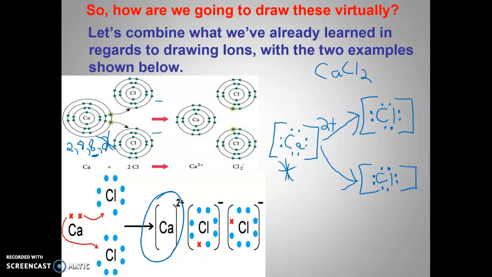And finally, we better make sure that we put the correct charges outside. And we have a 2 plus charge, that's going to attract 2 negative charges. Boom. That's the way I want us to do it.